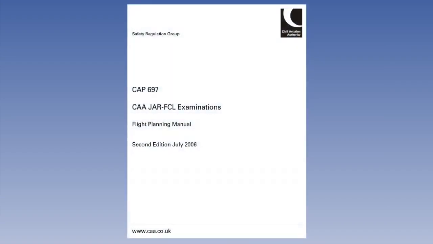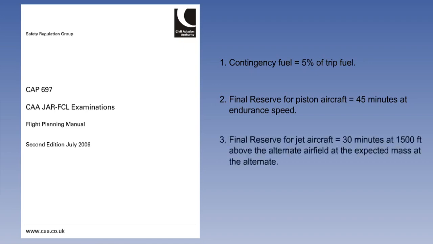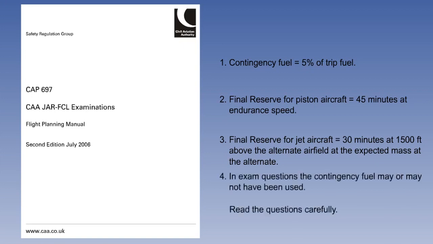The figures used for most fuel load calculations are taken from the CAP 697, which will be explained in later lessons. Unless instructed otherwise, contingency fuel is calculated as 5% of the trip fuel. Final reserve fuel for piston aircraft is fuel for 45 minutes at endurance speed. Final reserve fuel for turbine-powered aircraft is the fuel to hold at 1500 feet above the destination or alternate for 30 minutes. In exam questions, the contingency fuel may or may not have been used. Read the questions carefully.